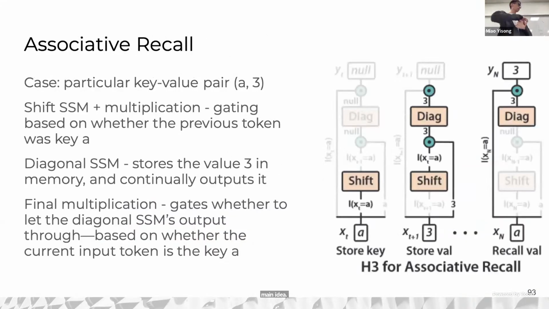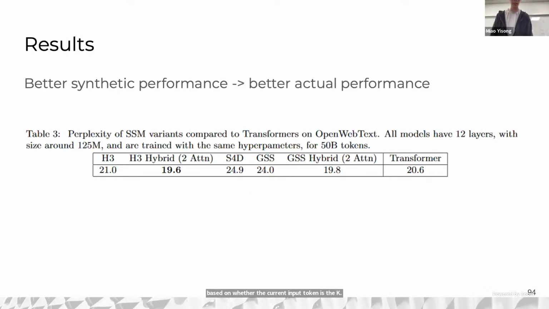And how this architecture solves the problem of associative recall is illustrated here. In the case of a particular key value pair A and 3, the shift SSM and the multiplication do a sort of gating based on whether the previous token was the key. The diagonal SSM stores the value 3 in memory and outputs it continuously. The final multiplication gates whether the diagonal SSM output is let through, based on whether the current input token is the key A. If this doesn't make sense, that's fine. Go read the paper if you are interested.